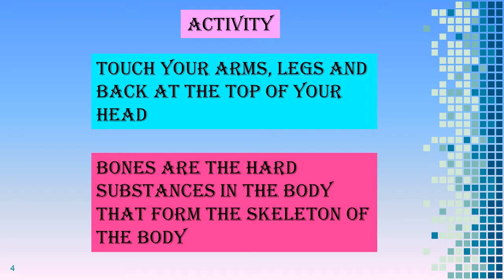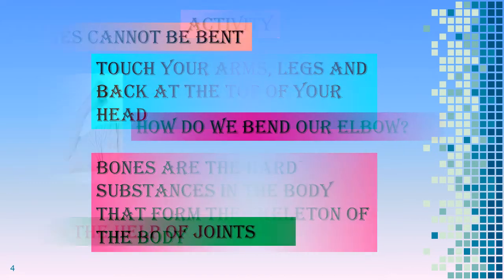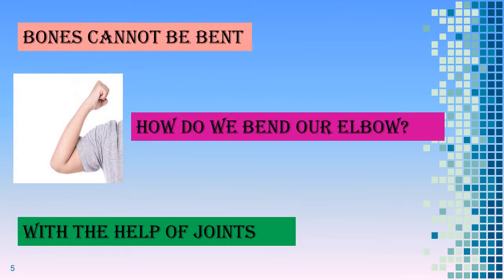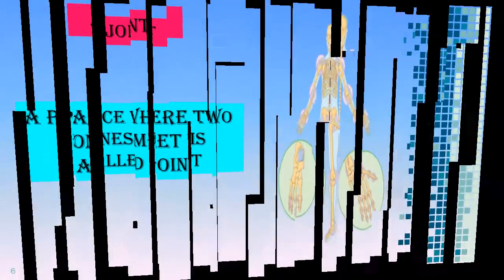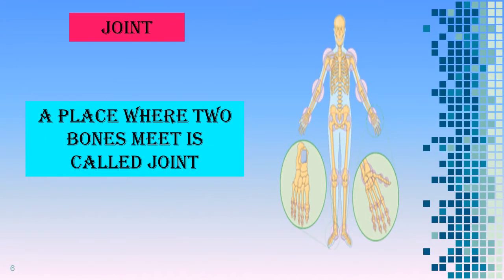Now, try to bend or twist your wrist, move your neck, knees, elbows, ankles, and fingers. What do you observe? You will be able to move your knees and elbows. Do you know, children, bones cannot be bent. Then how do we bend our elbows? Yes, we bend our elbows with the help of joints. The place where two bones meet is called a joint.